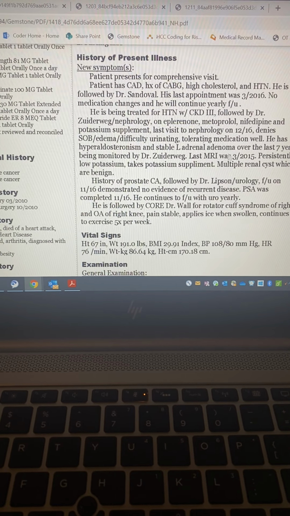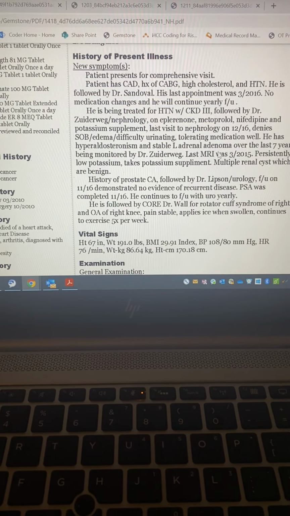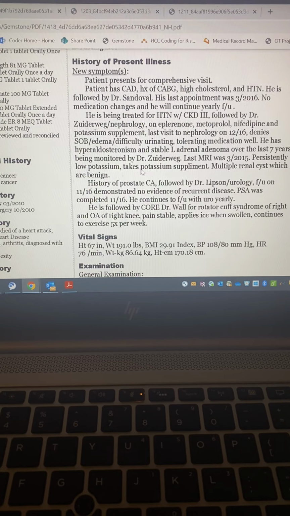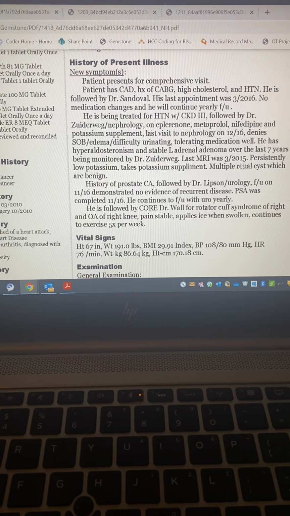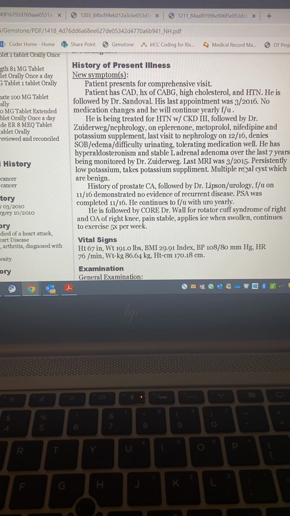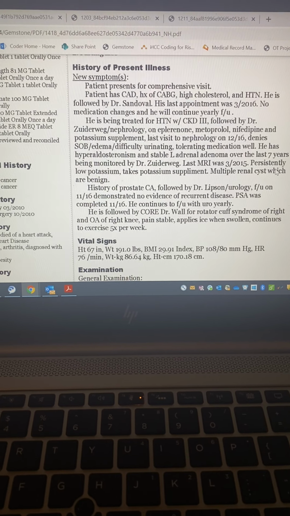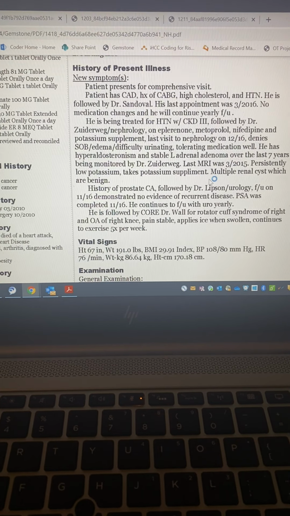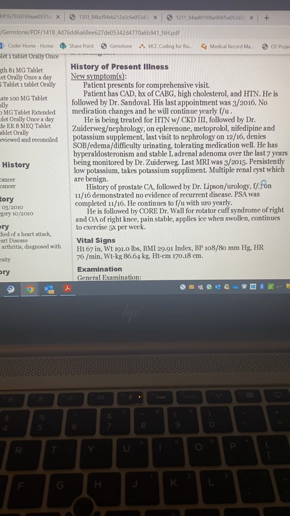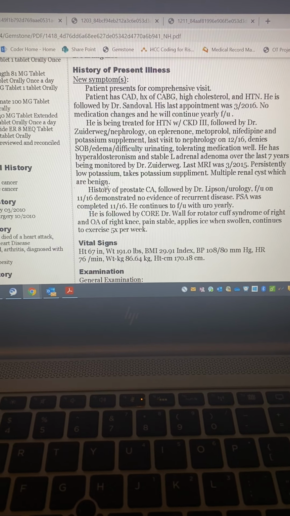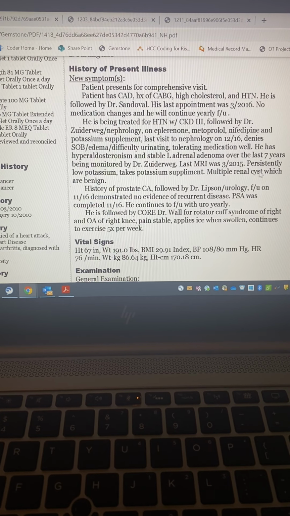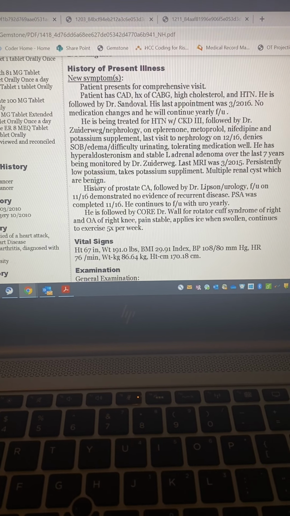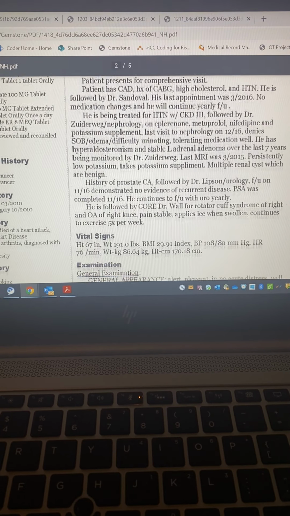It's a part of cancer, a different form of cancer over the last 7 years, and he's being monitored by the physician. The last MRI was in March of 2015, and he has persistently low potassium. He takes potassium supplements, and has multiple renal cysts, which are benign, meaning he has multiple cysts on his kidneys, but they're not cancerous. So if you see the word benign, it's not cancerous.